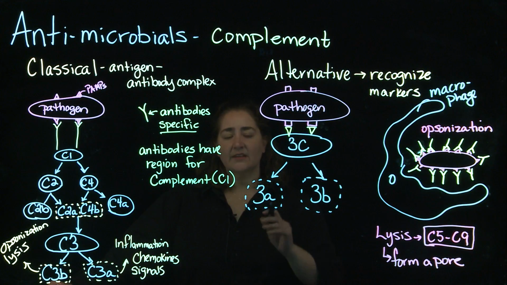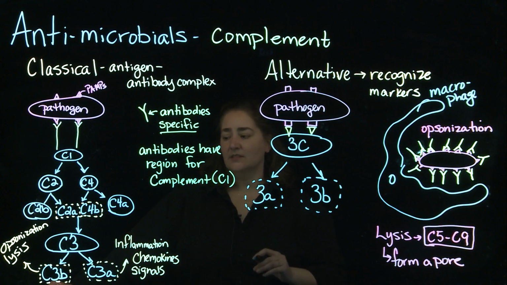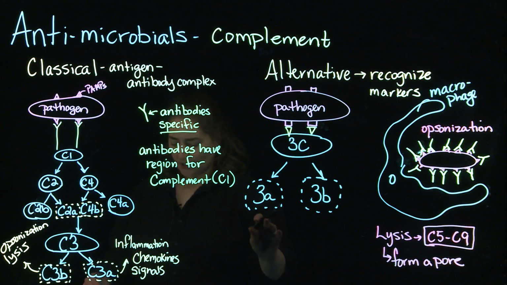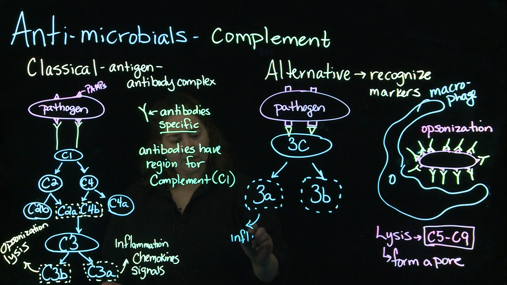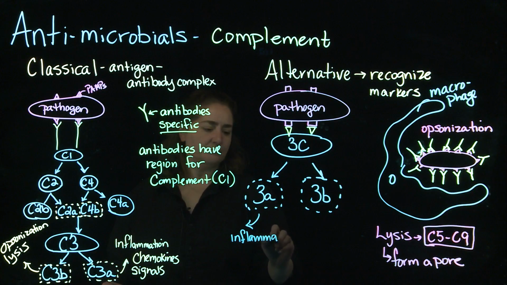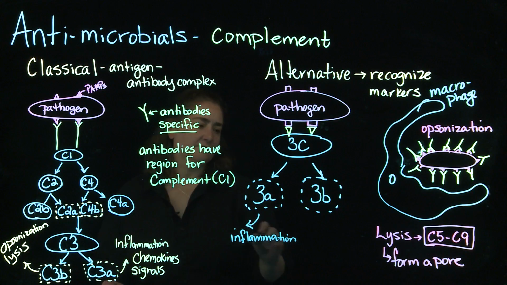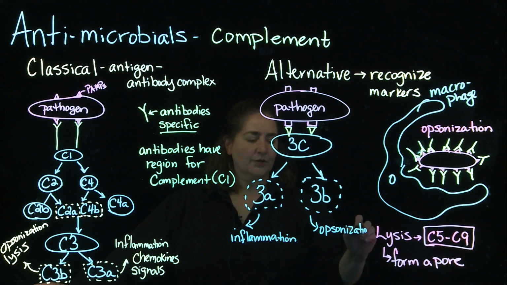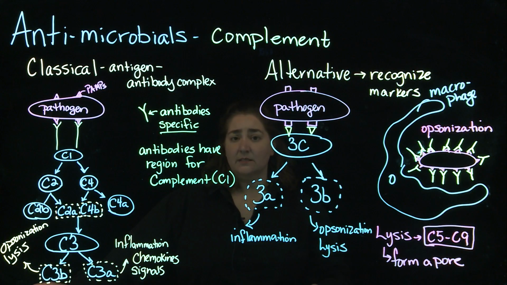And in terms of that, the trigger for that is going to be the same as what we had over here with the classical response. Okay? So 3A is still going to trigger inflammation. 3B will trigger our opsonization or our lysis.